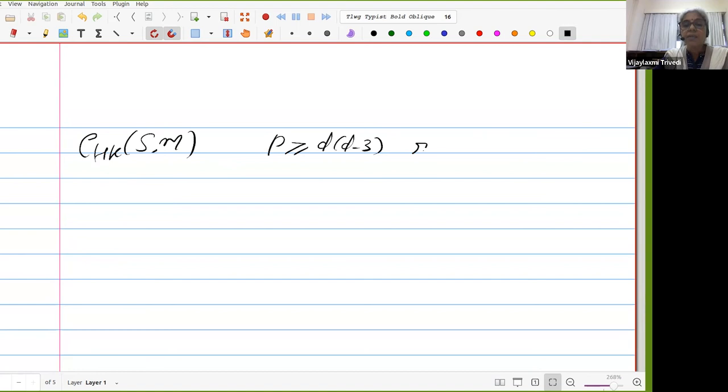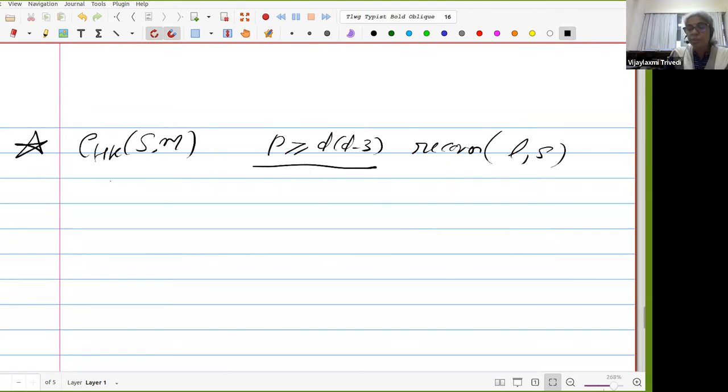So generally that's not easy. On the other hand, suppose I know the HK multiplicity of S_m by chance, this is some number, and p is greater than d times d minus 3, then I can recover L and S. So for p bigger than this number, HK multiplicity will give me the information about the Harder-Narasimhan filtration of your vector bundle. So this is the crucial point here.